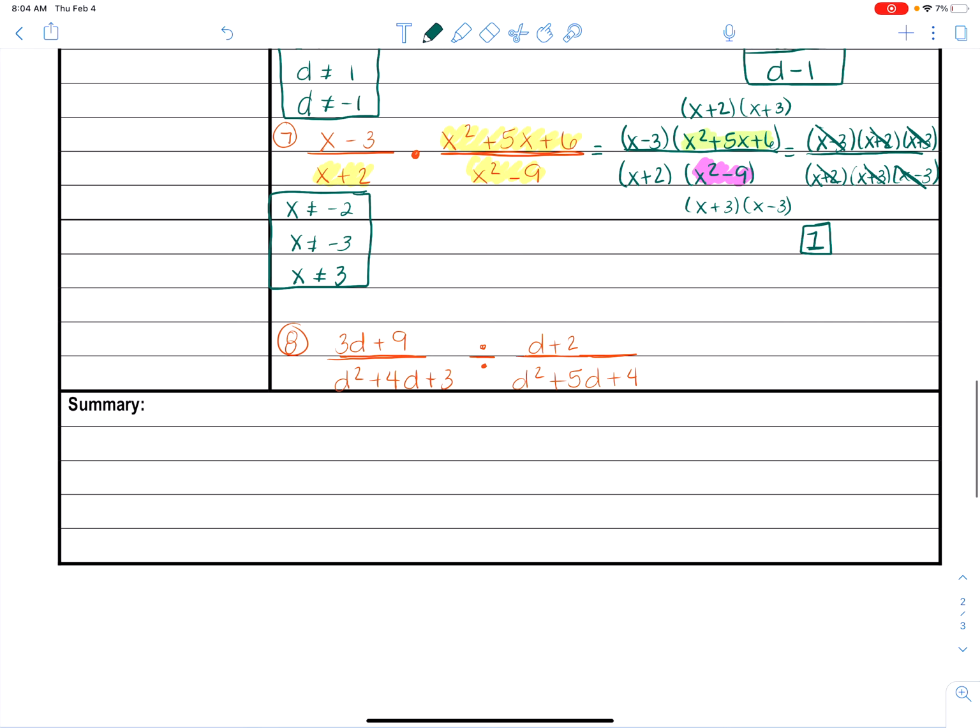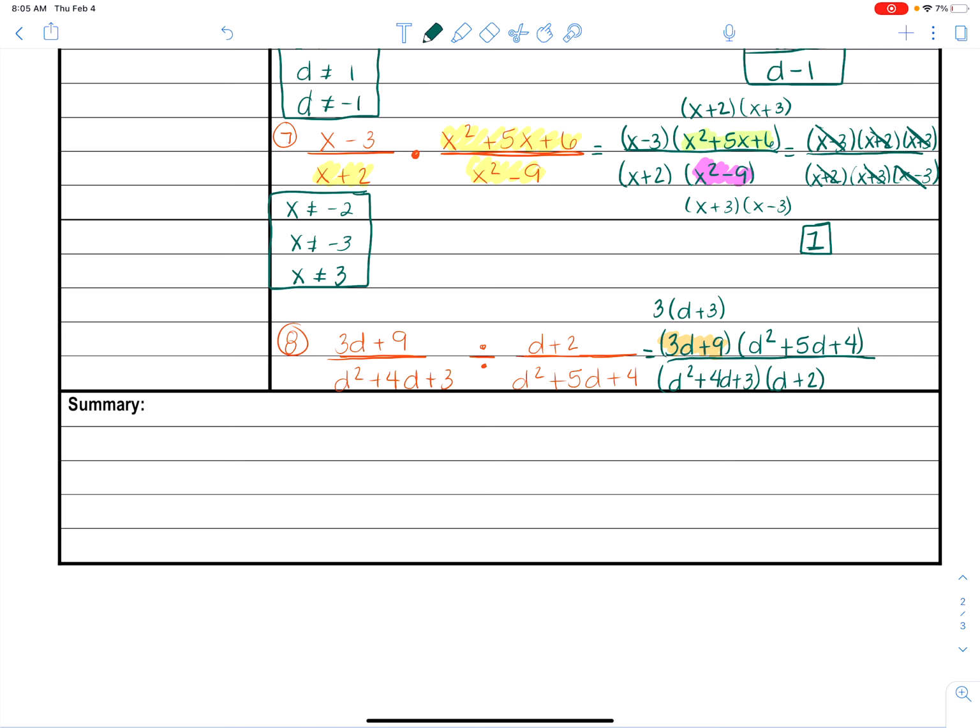All right, last example. I have 3d plus 9, but this is going to multiply to the denominator of the other. So d squared plus 5d plus 4 divided by d squared plus 4d plus 3 times d squared plus 5d. Oh, sorry. Nope, that one on top. So d plus 2. Okay, now we can factor 3d plus 9 because we can take a 3 out. So that can factor to 3 times d plus 3.